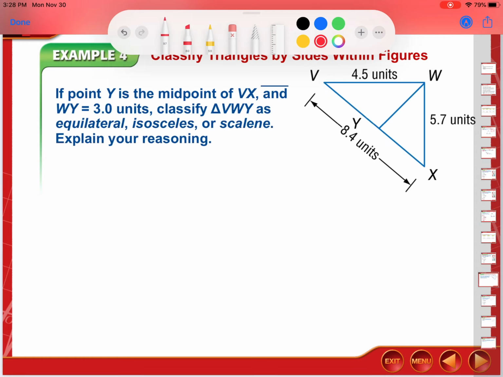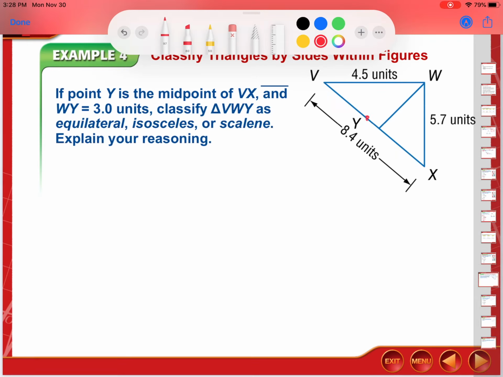These are problems that I like. These problem-solving questions where we have to work through everything, and then we get to determine whether it's equilateral, scalene, or isosceles. So let's start by reading this question slowly.